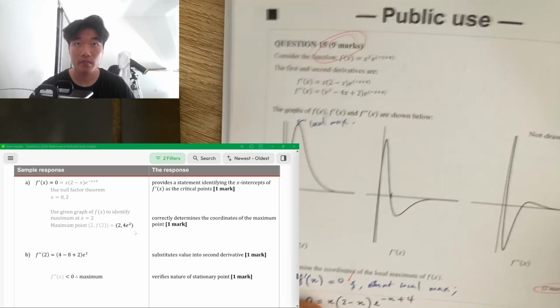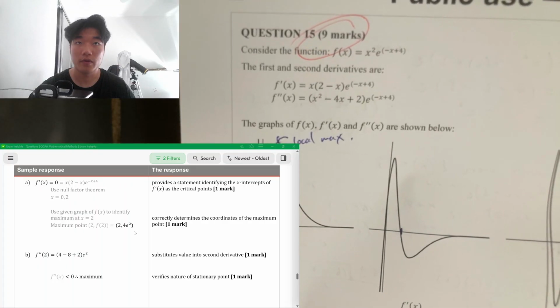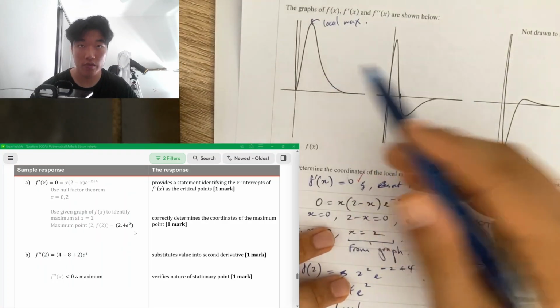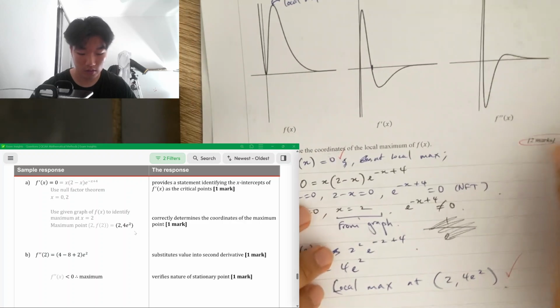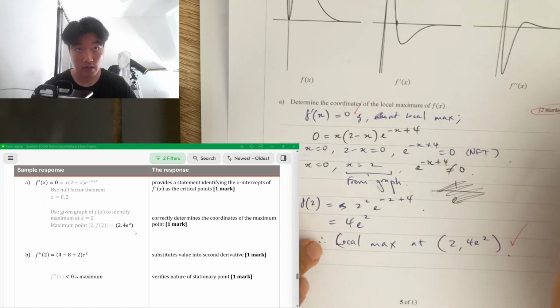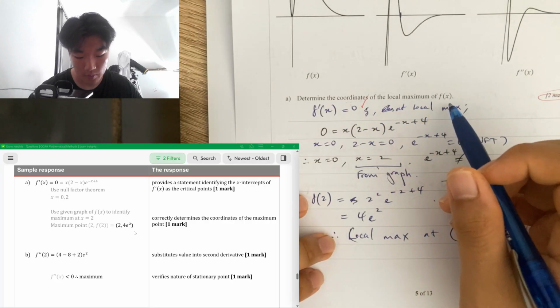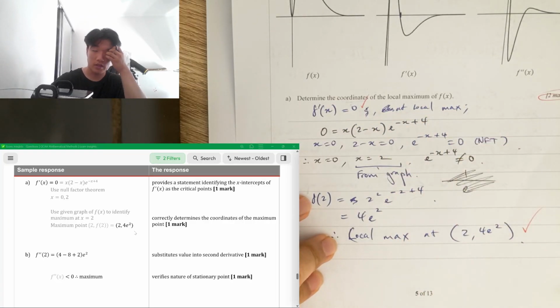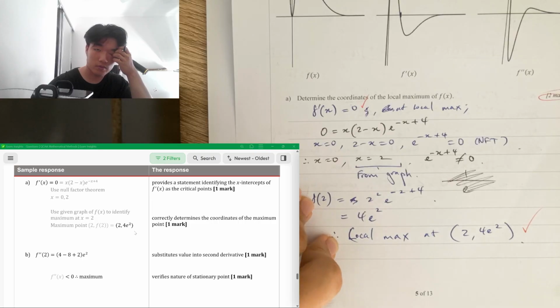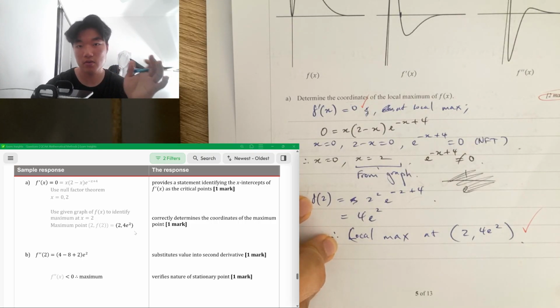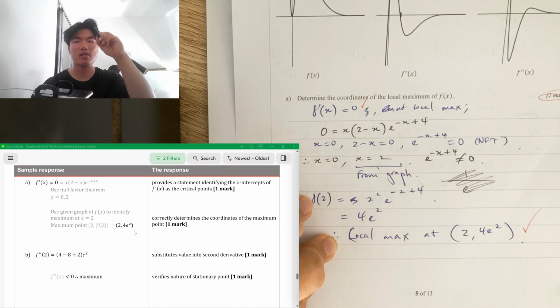I'm not going to read it out because, hopefully it's visible. And then we get graphs for each, which is excellent. Fabulous. First part is 2 marks. Determine the coordinates of the local maximum of f of x. So we need to know that local maximum means that the rate of change at that point is 0. And also the second derivative at that point is going to be negative, right?